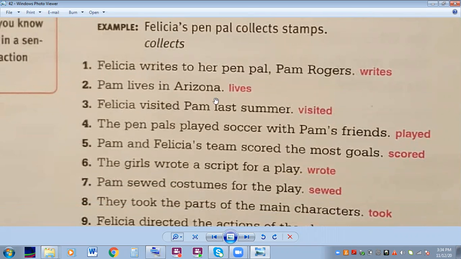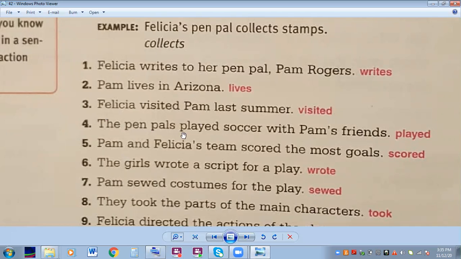Pam lives in Arizona. Pam is our subject. That's who our sentence is about. What does Pam do? She lives. Felicia visited Pam last summer. Again, Felicia is our subject. This is who our sentence is about. What did Felicia do? She visited.